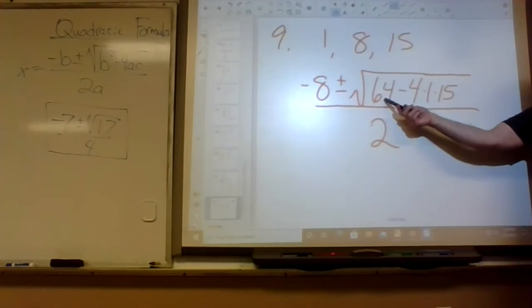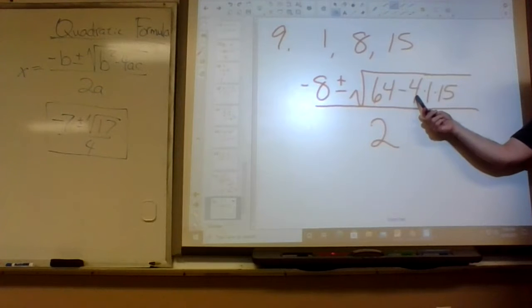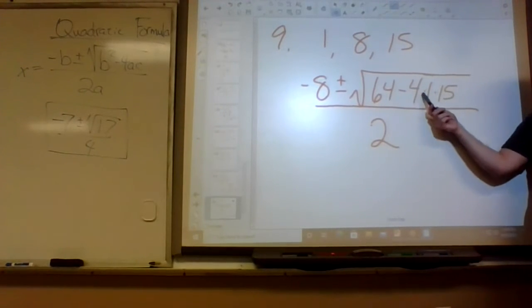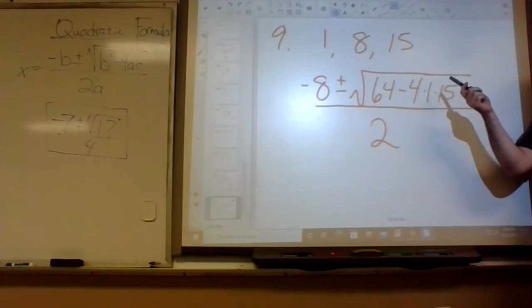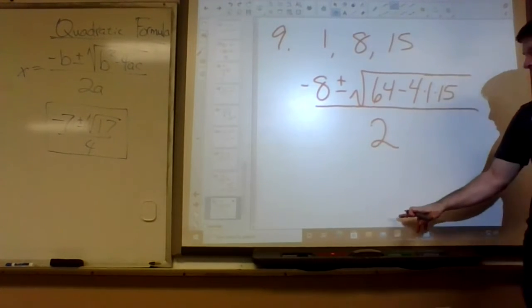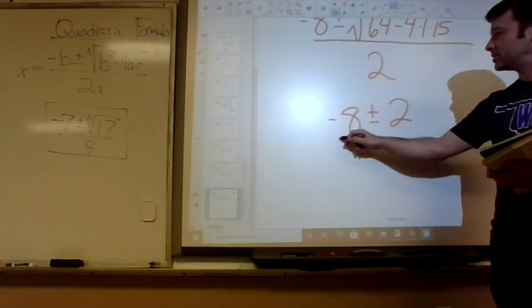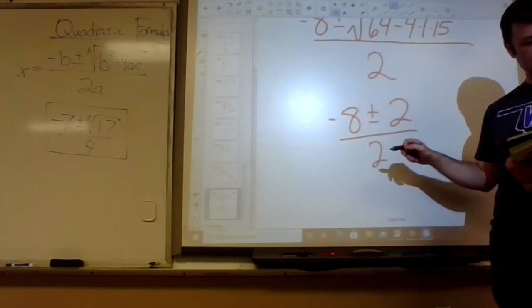Okay, this is always kind of the messy part right here. 4 times 15 is 60. 64 minus 60 is 4. The square root of 4 is 2. So it's negative 8 plus or minus 2 over 2. Exactly the same thing as the last problem.